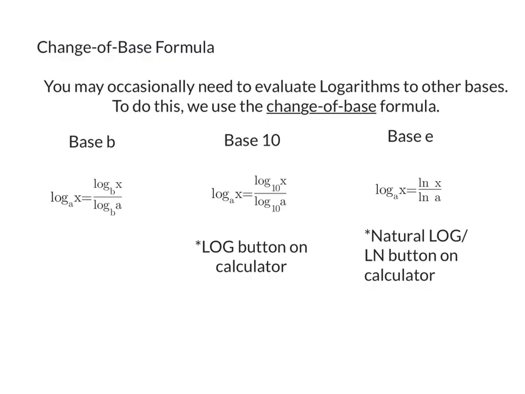So the first thing we'll talk about is the change of base formula. You may occasionally need to evaluate logarithms to other bases. To do this, we can use a change of base formula. Sometimes we may need to change it to base b, meaning it's two logs that have a common base. Base b just means any base. So it could be base 11, base 12, base 3, it doesn't matter. It's just some common base.